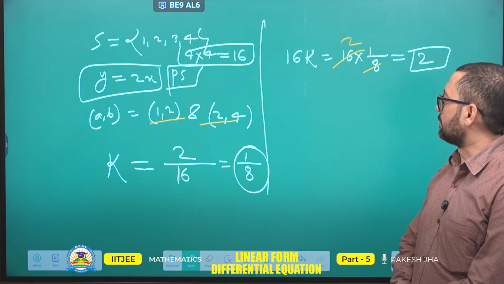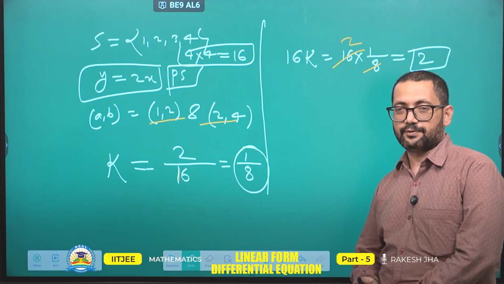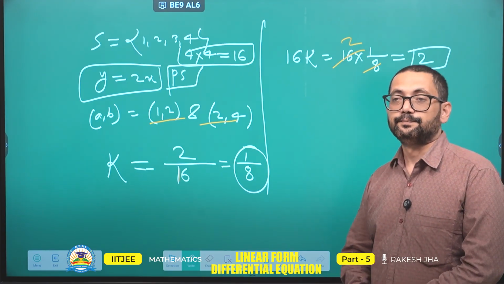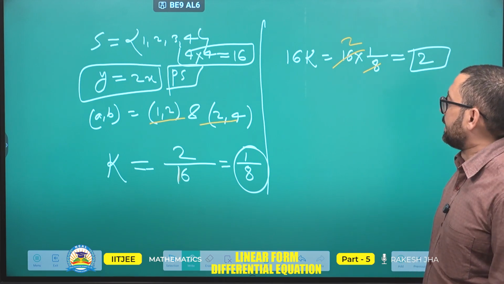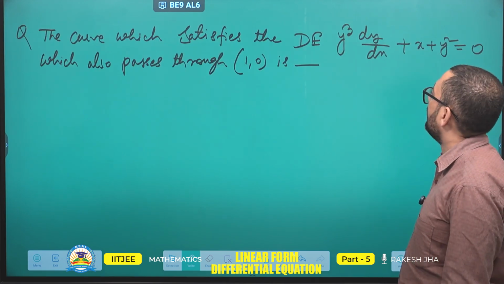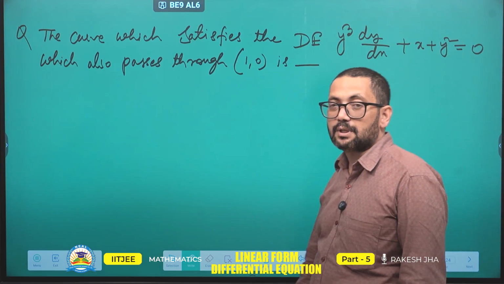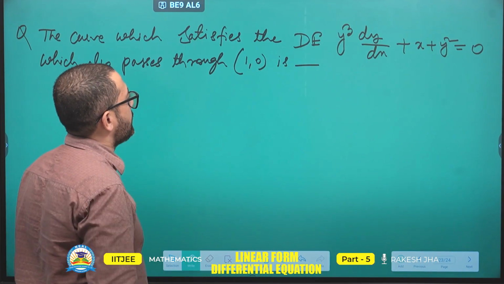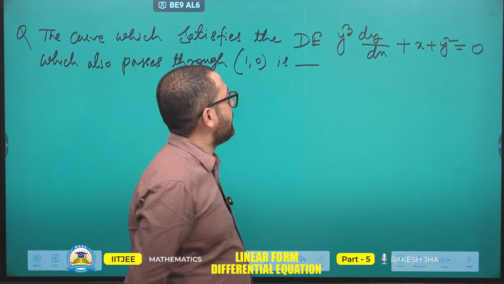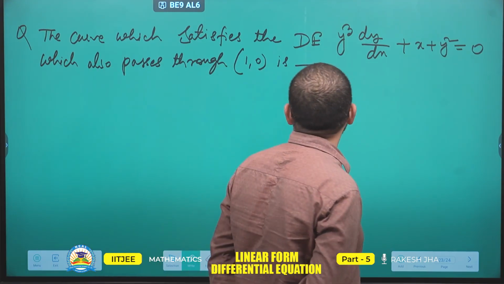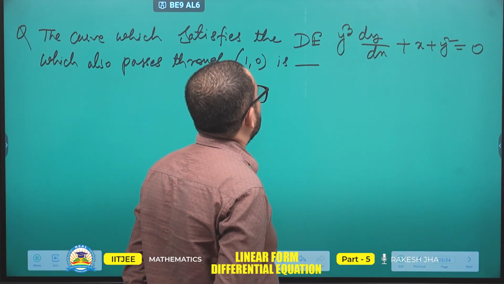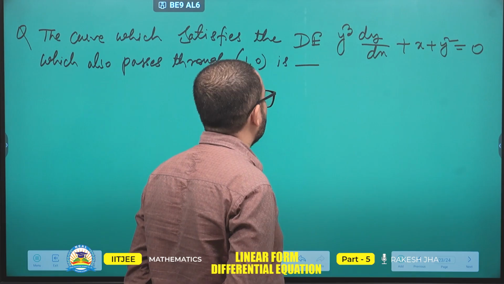So this question we have seen, it was a bit lengthy, tough, but it was a very conceptual question. Now we will see the next question. Now the next question is the curve which satisfies the differential equation y cube dy by dx plus x plus y square is equal to 0, which also passes through 1 comma 0. Then we have to find this.